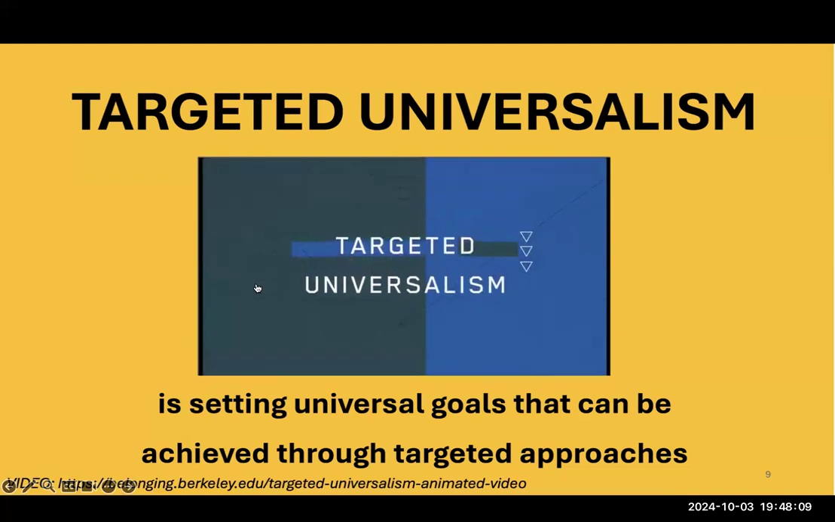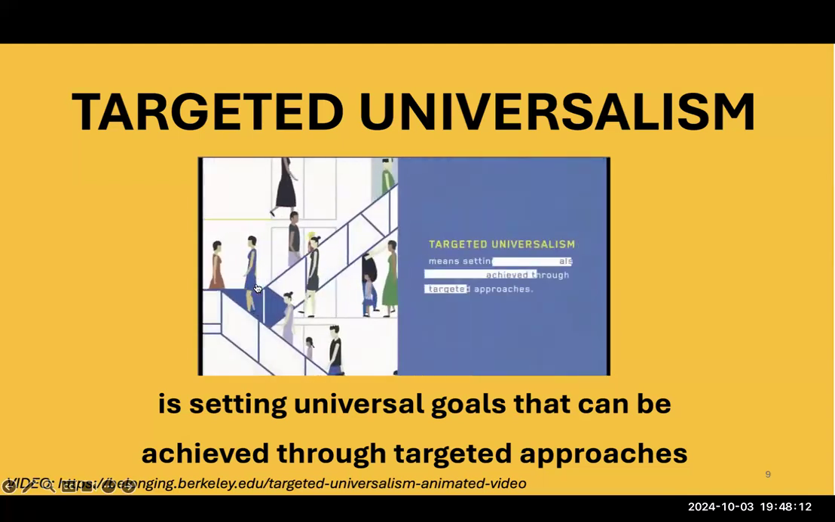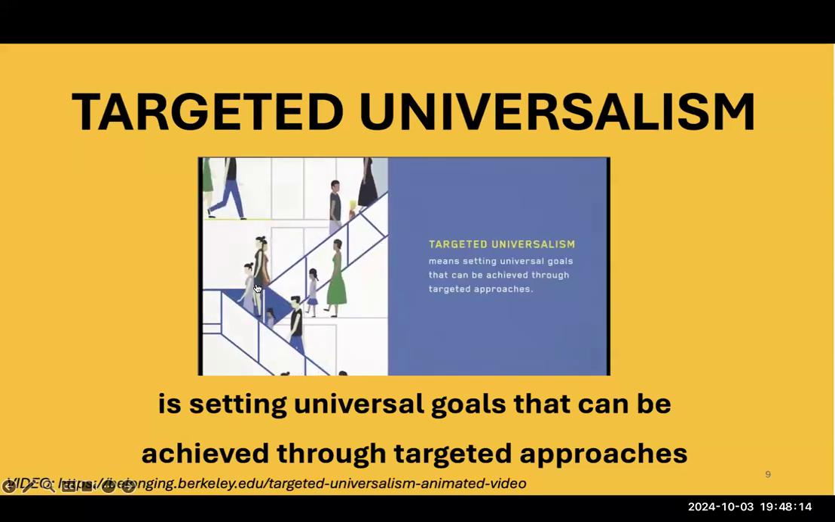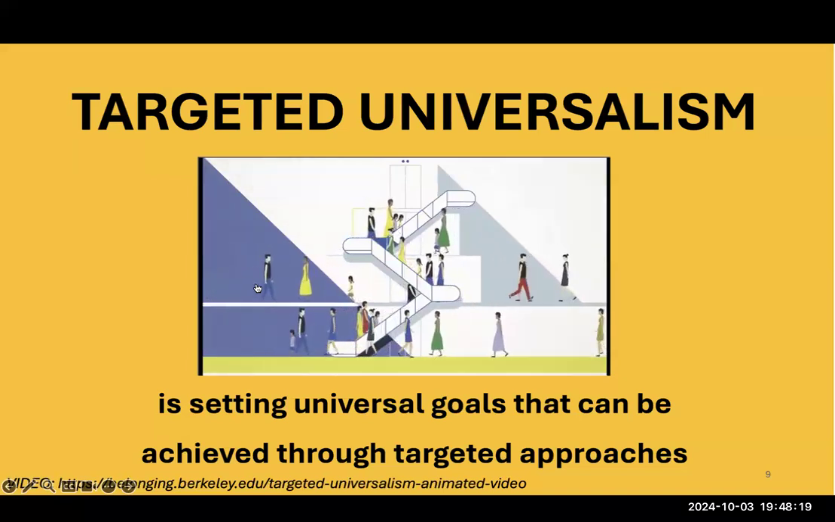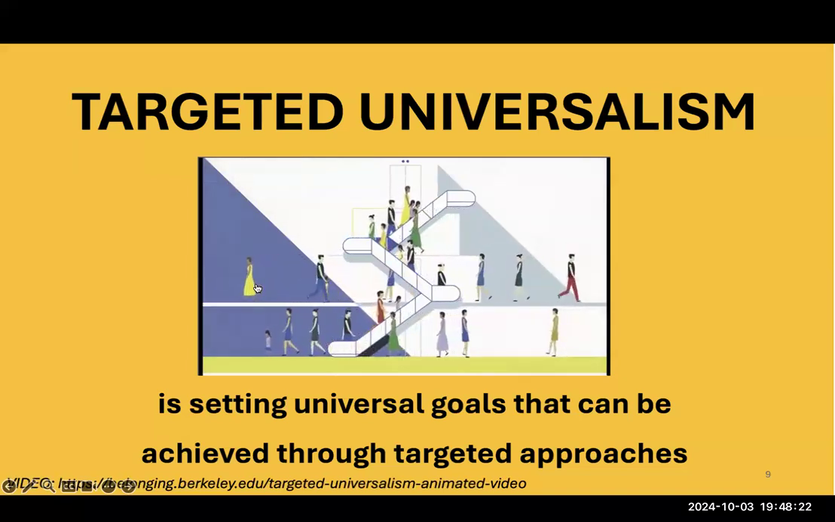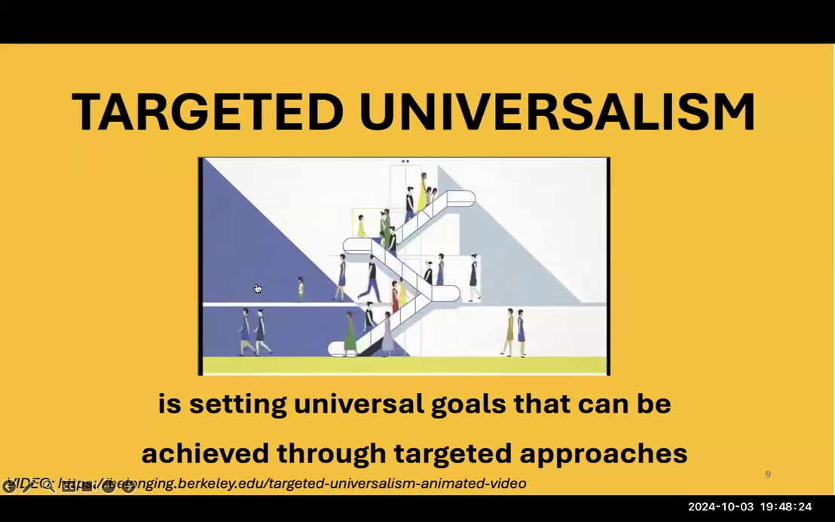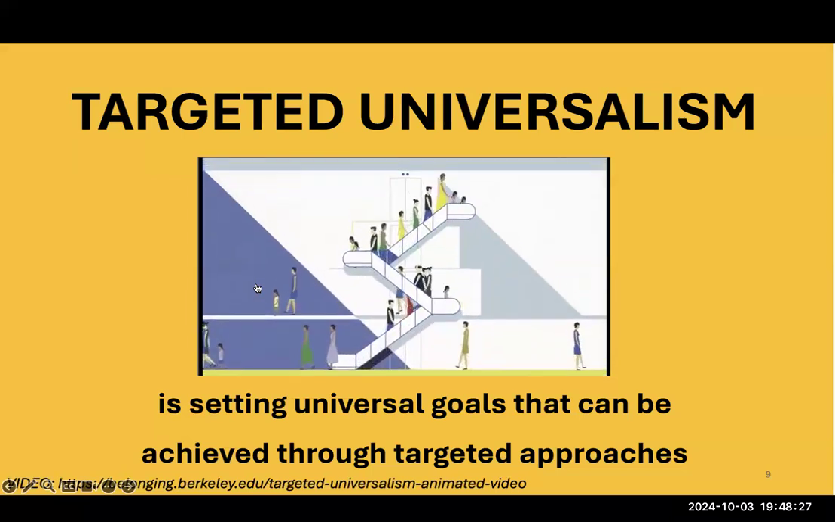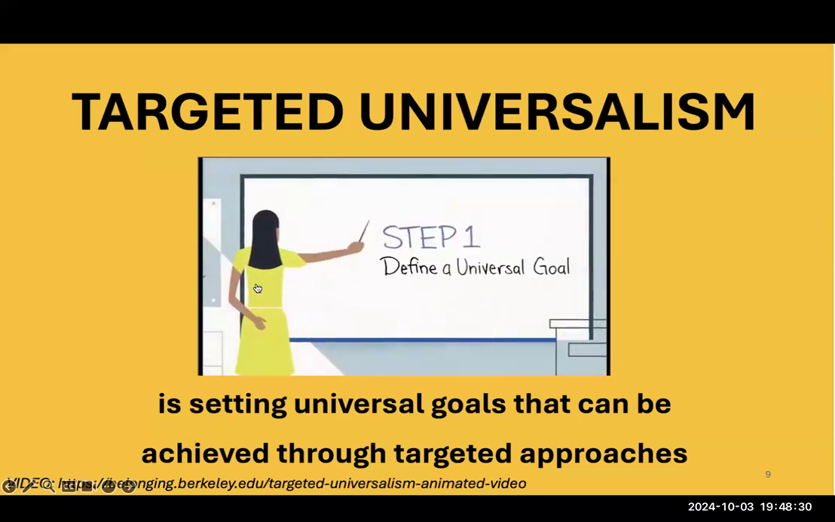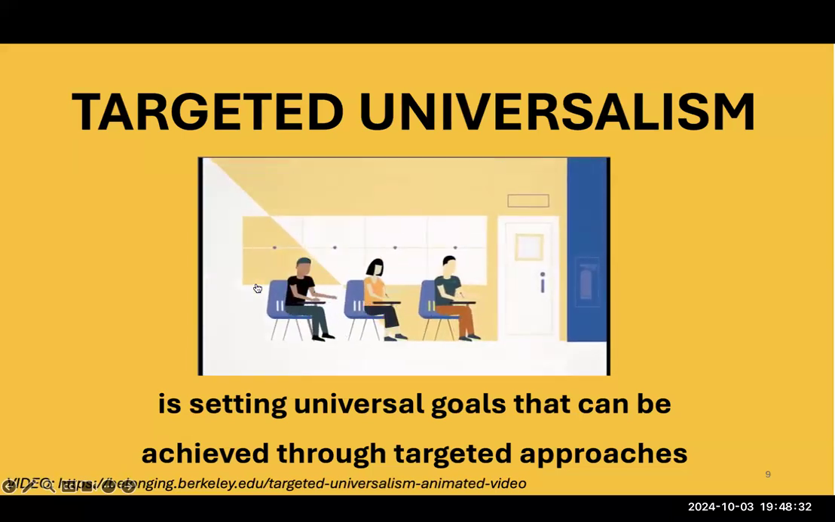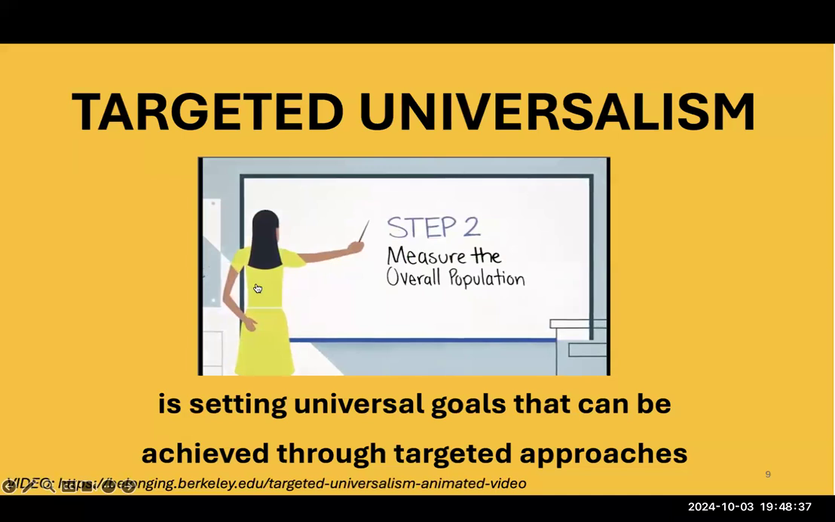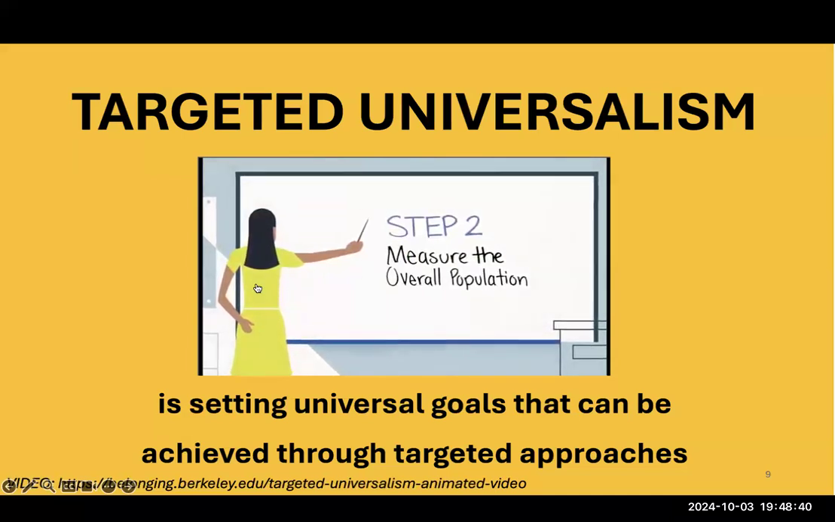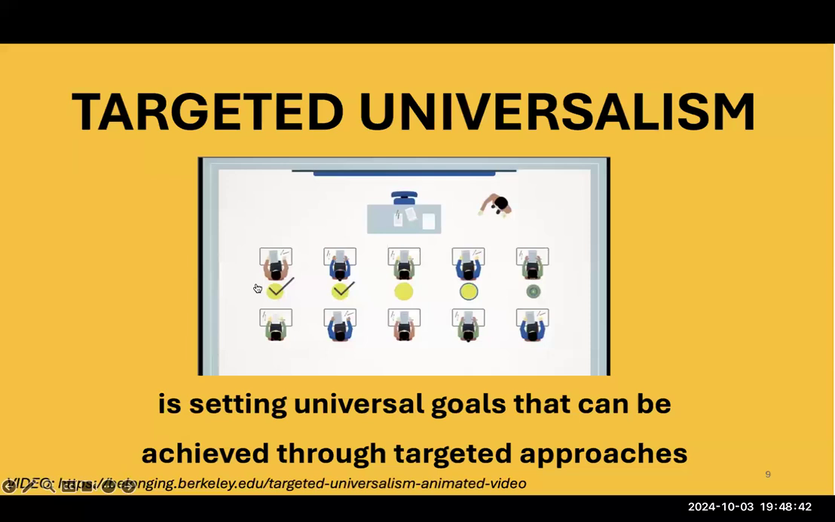Targeted universalism means setting universal goals that can be achieved through targeted approaches. This approach targets the various needs of each group while reminding us that we are all part of the same social fabric. This can be accomplished by following 5 steps. First, set a universal goal. For example, 100% proficiency in 8th grade math. Second, measure how the overall population fares relative to the universal goal. In this example, we might discover that only 80% of 8th graders are proficient in 8th grade math.